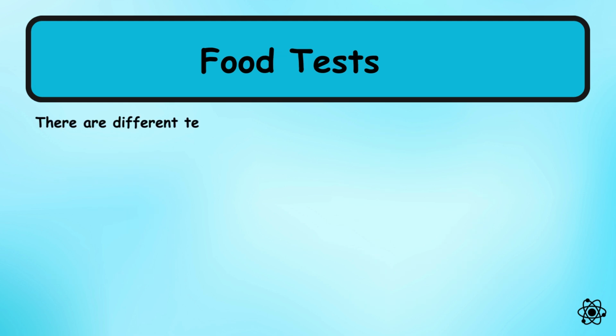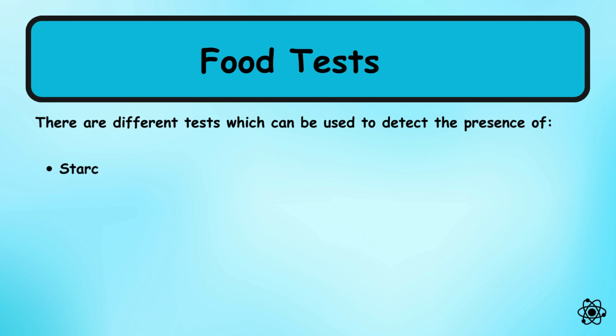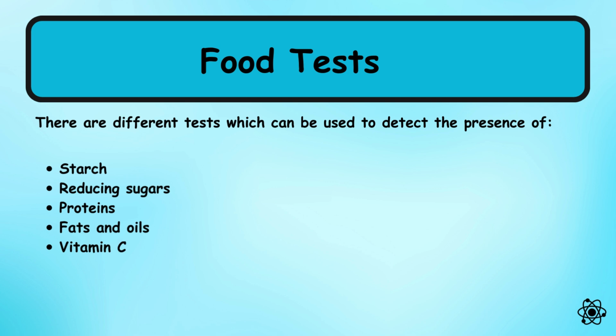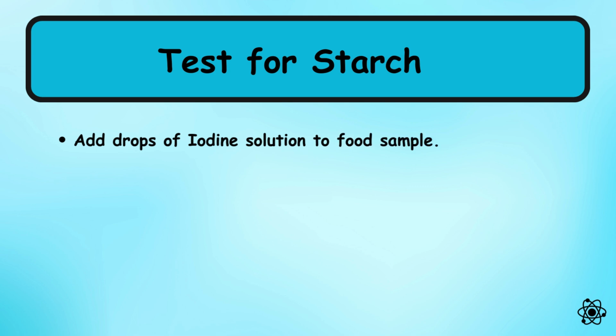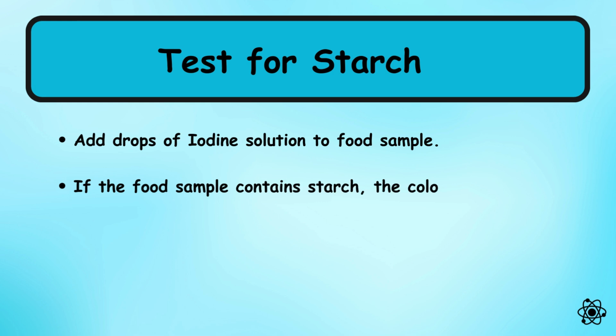Next we will be looking into the food tests. Different tests can be performed on food to identify if they contain starch, reducing sugars, proteins, fats and oils, or vitamin C. Let's first take a look at the test for starch. In order to find out if some food contains starch, we should add drops of iodine solution to the food sample. If the food sample contains starch, the color will change from orange-brown to blue-black.